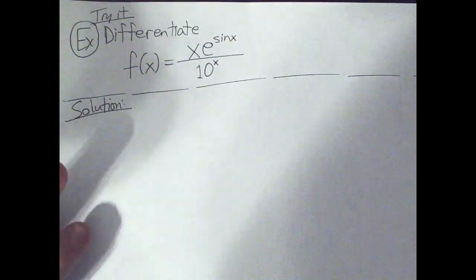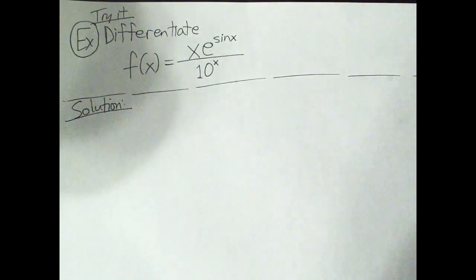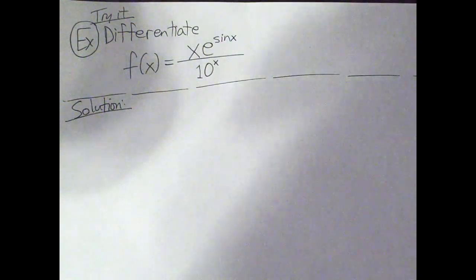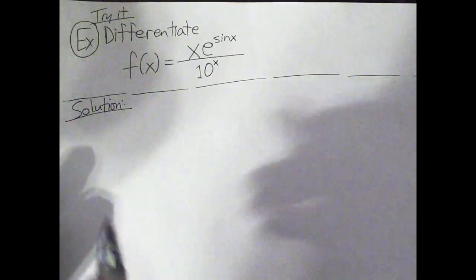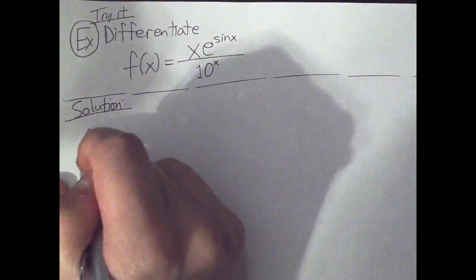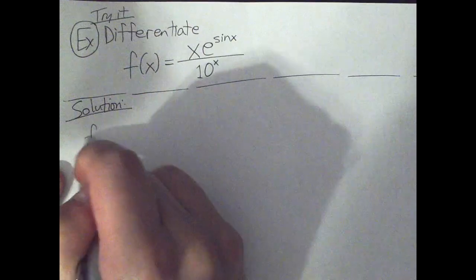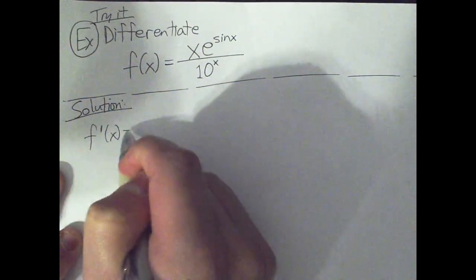Okay, so this is kind of a big problem. It has kind of a big answer. So hopefully what you figured out is that this problem actually uses the product rule, the quotient rule, and the chain rule all in one problem. Not necessarily in that order. I don't know, we'll see what order they're in. So we want to find f prime of x.